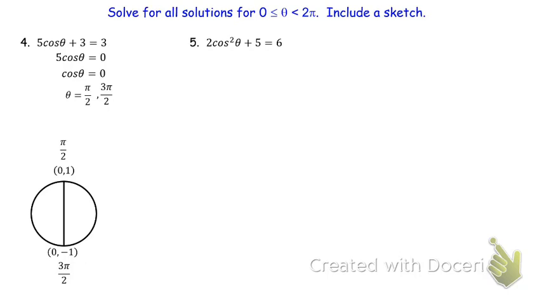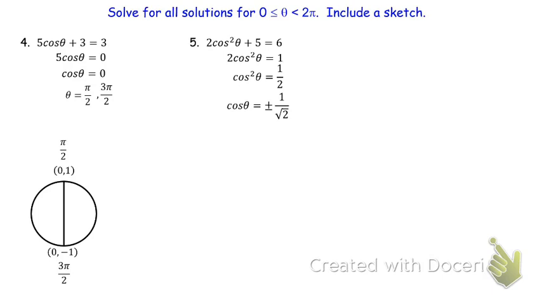Now in number 5, hopefully you caught that it's cosine squared. The squared means we tend to pick up twice as many solutions, so this one probably has 4 solutions. Alright, to begin, we're going to subtract 5 from both sides, and we get 2 cosine squared theta equals 1. We'll then divide both sides by 2, and we get cosine squared theta is 1/2. Square rooting both sides, we get cosine theta is plus or minus root 1 over root 2. Now the square root of 1 is just going to be 1. So we get cosine of theta is plus or minus 1 over root 2.